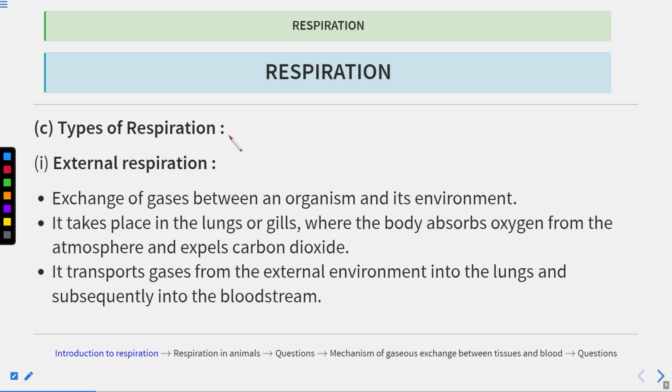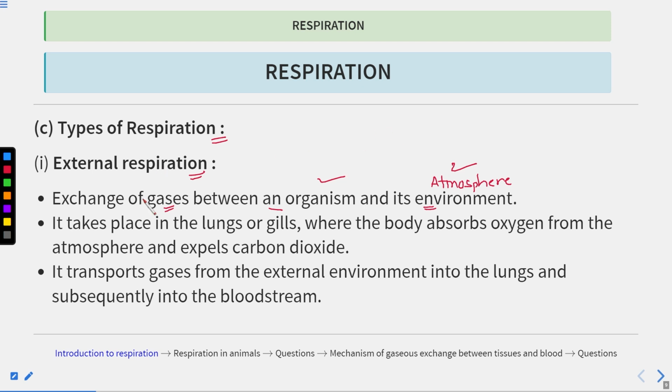Now let's study about the types of respiration. So there are three types of respiration: external respiration, internal respiration, and cellular respiration. Let's first talk about external respiration. So during external respiration, what happens? There is exchange of gases between an organism and its environment. Okay, environment means the atmosphere. So here there is an exchange of gases between the atmosphere and the organisms.